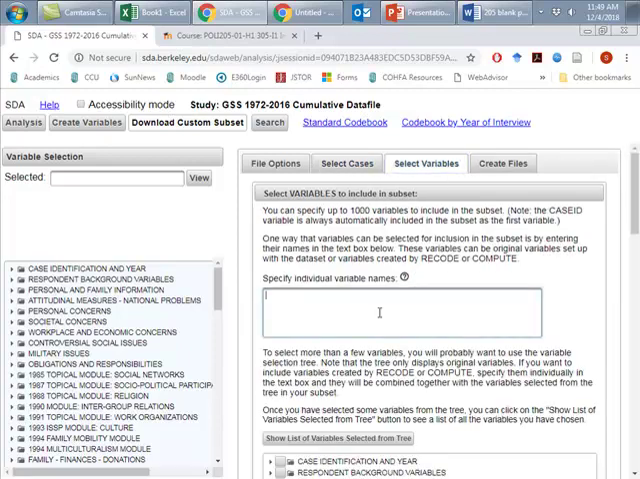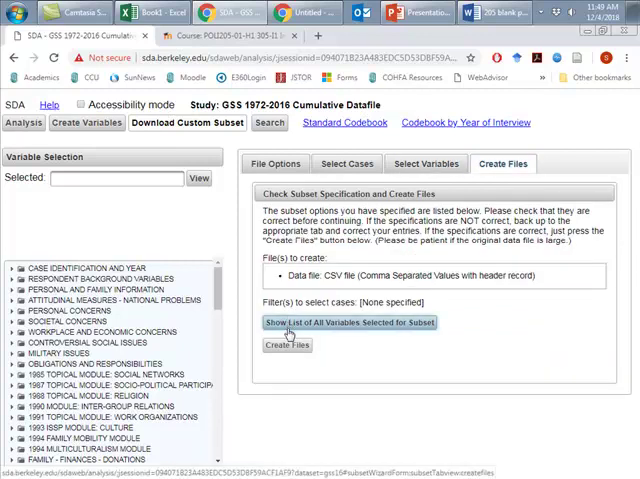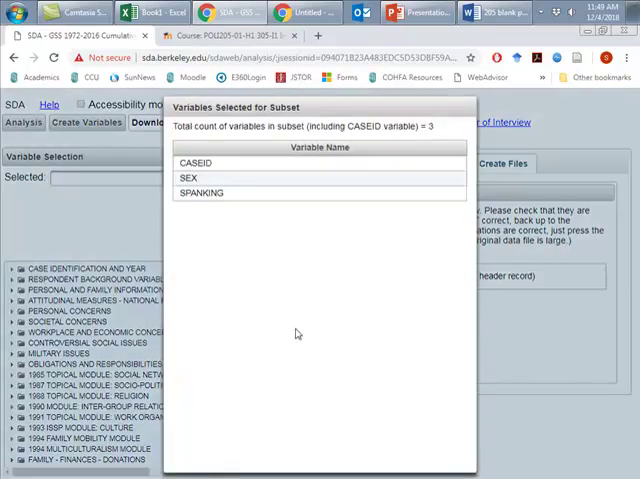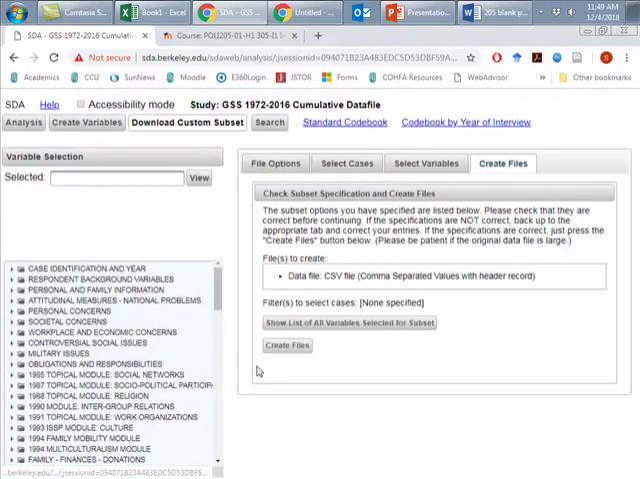Select the variables. I want sex and spanking. Bonus points for you for not laughing. I hit create file. I got to double check and make sure I got the right files. So it's going to download these 3 variables for me. Case ID, sex, and spanking. Okay, that's what I was looking for.